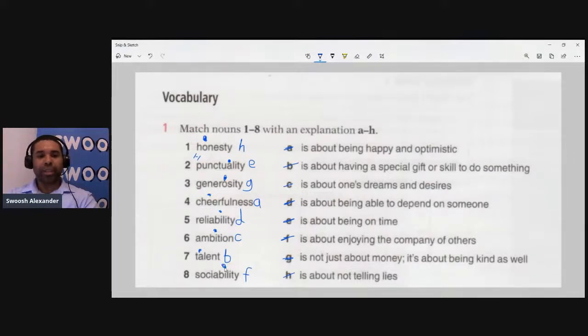Little tip here, quite a few of these words end with itty. When you have a noun that ends with itty, then you always stress the syllable which is 2 syllables before the end. So you don't stress the itty, you stress the syllable before the itty. Punctuality, generosity, sociability. Okay, so if you're using these in speaking, then do make sure that you are checking your pronunciation as you use them.